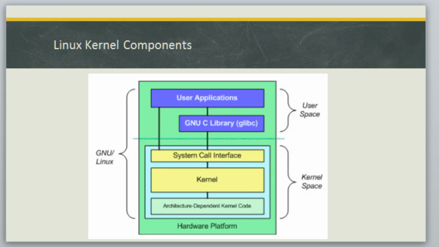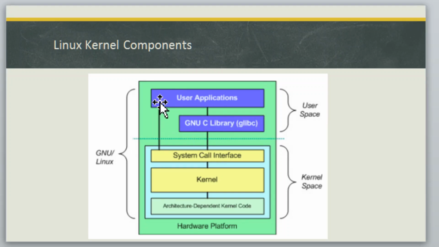Here's a quick diagram or visual representation of what the kernel is, okay? Remember, the kernel is what directly interacts with the hardware on the computer, okay? So we have the hardware here, and the kernel interacts with the hardware, and then above that we have the architecture-dependent kernel code. Then we have the kernel itself, the system call interface, and the GNU C library, or glibc, which is what people commonly refer to it as.